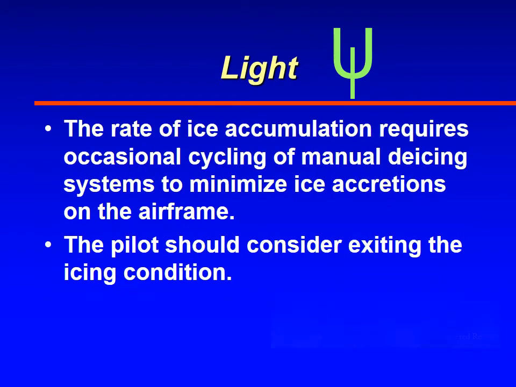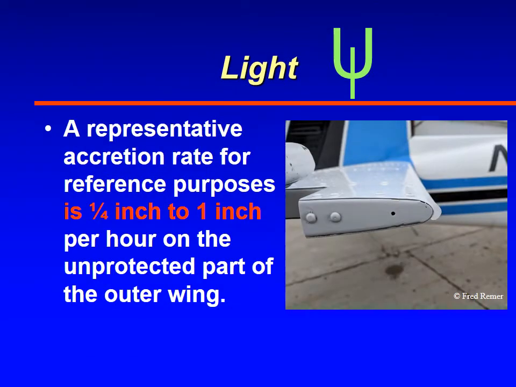Light icing is where the rate of accumulation requires occasional cycling of manual de-icing systems, so you have to keep hitting the boots, and that hopefully minimizes the accretion of ice on the airframe. And you should start thinking about getting out of those icing conditions also. According to the FAA, light ice occurs when you're picking up between 1/4 to 1 inch of ice per hour on unprotected surfaces.